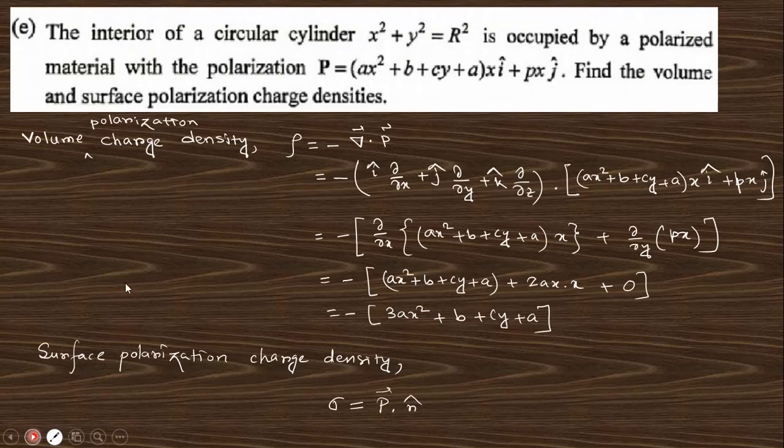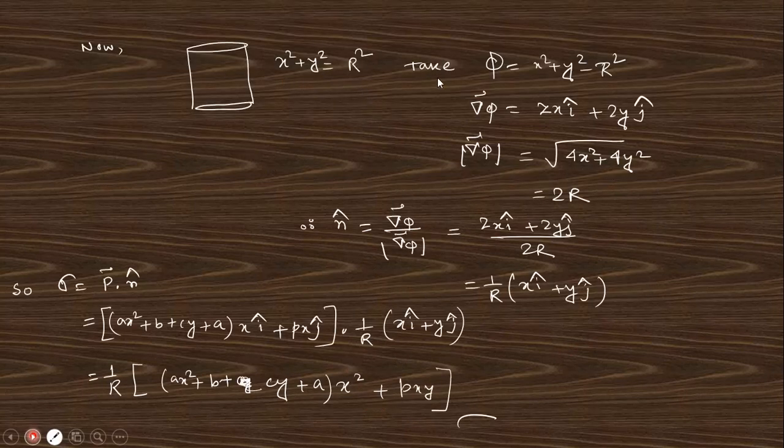Next question. The interior of a circular cylinder is occupied by a polarized material like that. Find the volume and surface charge density. You know the volume charge density is related to the polarization by minus divergence P. So find the divergence of this P, and you will get this answer. This is the volume polarization charge density. For the surface polarization charge density, sigma equals P dot n cap. So you need to find the n cap in cylindrical coordinates. That's why we take n cap equal to grad phi divided by mod of grad phi. So n cap is like that.